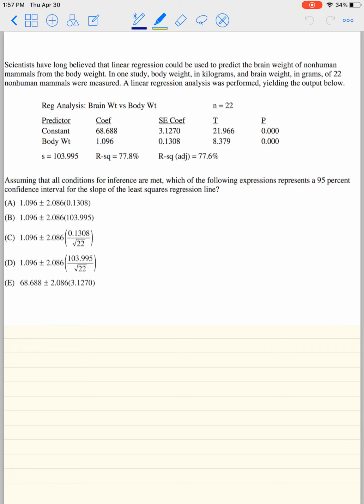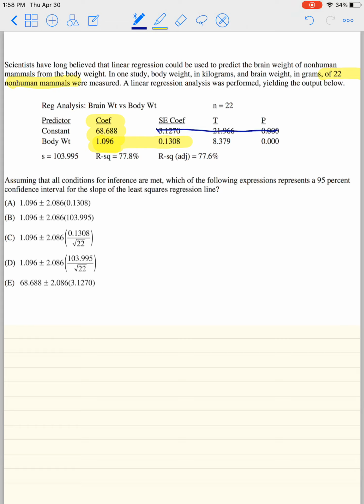Scientists have long believed that linear regression could be used to predict the brain weight of non-human mammals from the body weight, okay? So in one study, body weight in kilograms and brain weight in grams of 22 non-human mammals were measured, and a linear regression analysis was performed, yielding the following output. If you watched the last video, you would know that we only care about this and this guy right here. No one else. Don't look at anything else, okay? So let's cross all of this off.